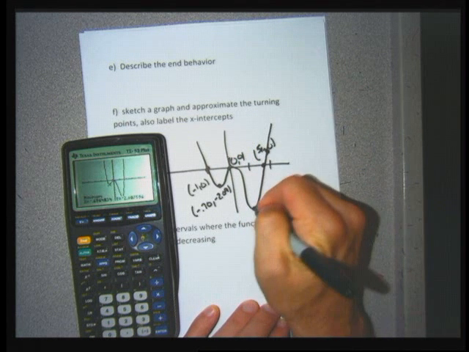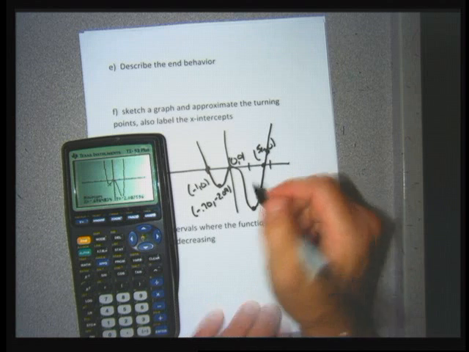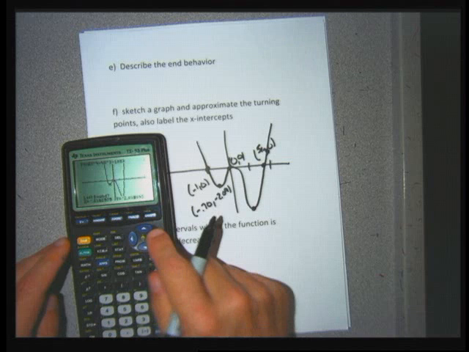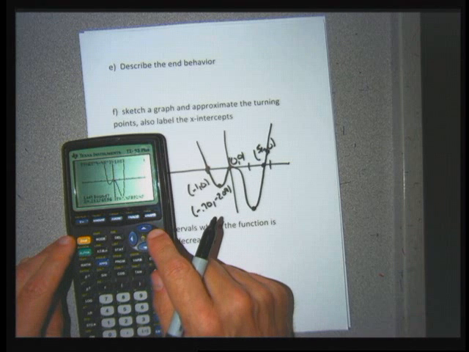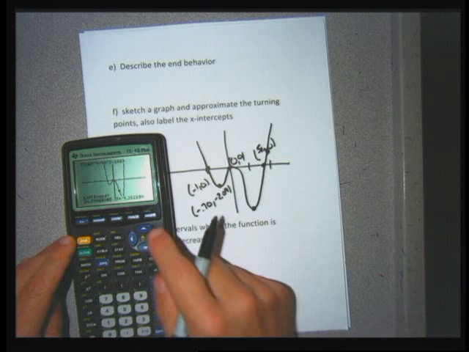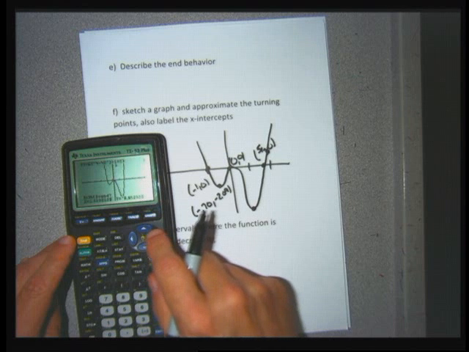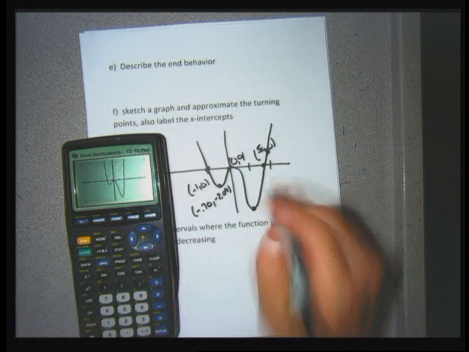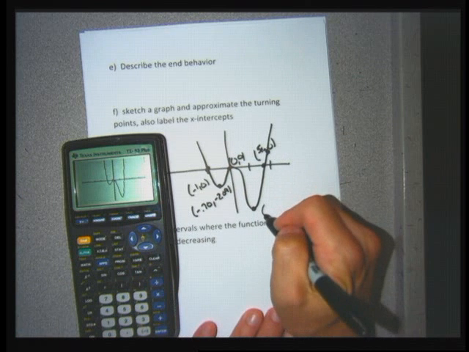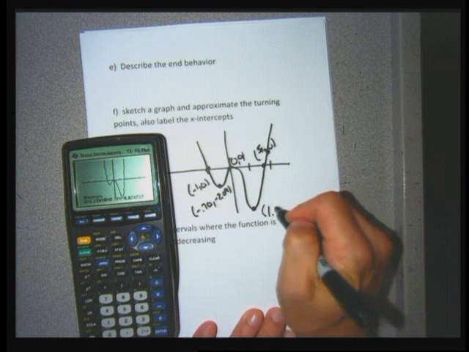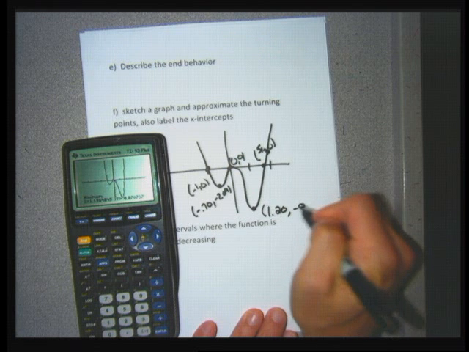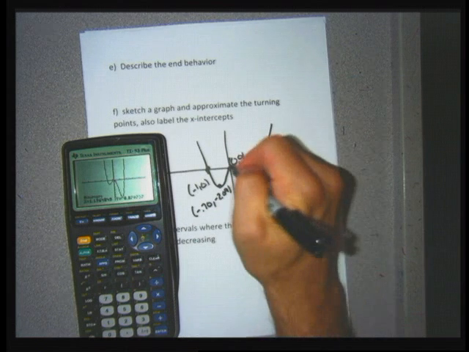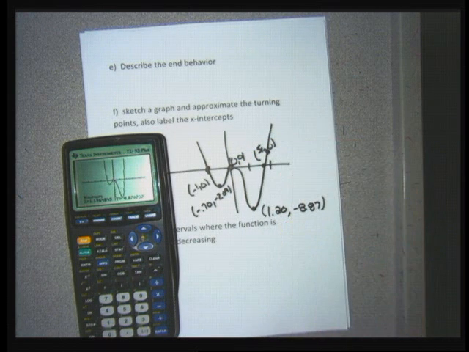I want to get this point now. To get that point, I go second calc. That's another minimum point. Get my tracer going. Enter, trace to the right. Enter and get close to it. Enter. And this looks to be the point 1.20, -8.87. So that's a reasonable graph. It's maybe, again, it's not awesome, but it's certainly good enough.